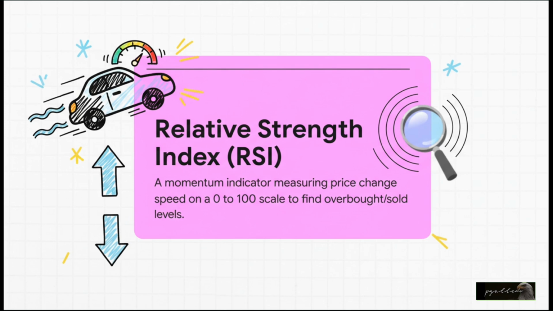Think of it like this. The price is where a car is on the road. The RSI is its speedometer. It's telling you how fast that car is accelerating or decelerating. It gives you these incredible clues about whether a trend is running out of gas or just getting started.